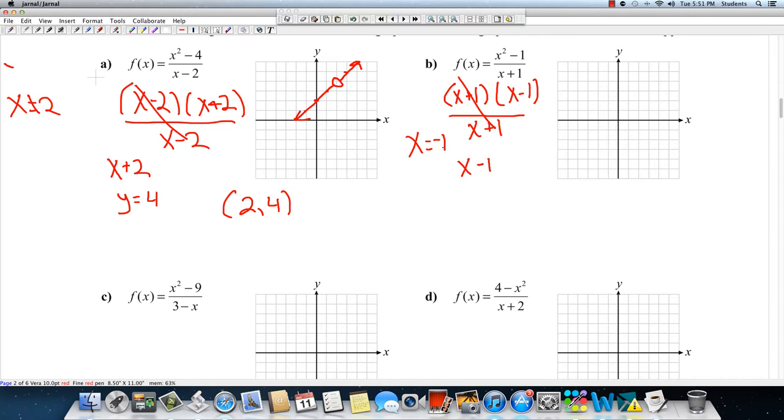So by plugging negative 1 in here for x, we get a value of negative 2. So we know our hole is going to be at negative 1 and negative 2. So it's here. And our graph is going to start here at negative 1, and it will look something like this.